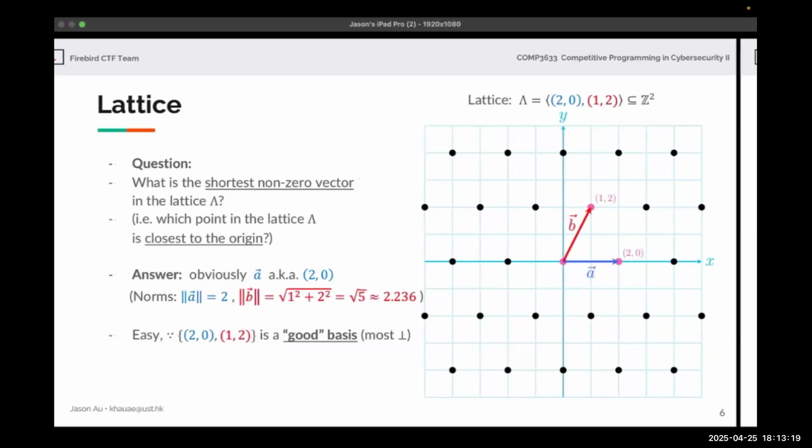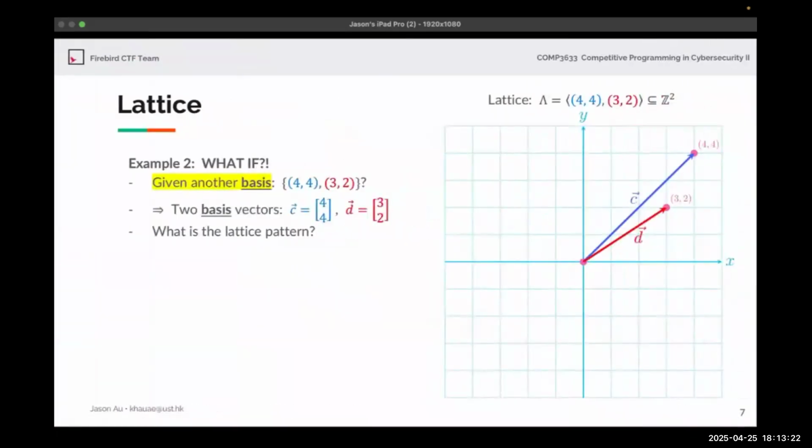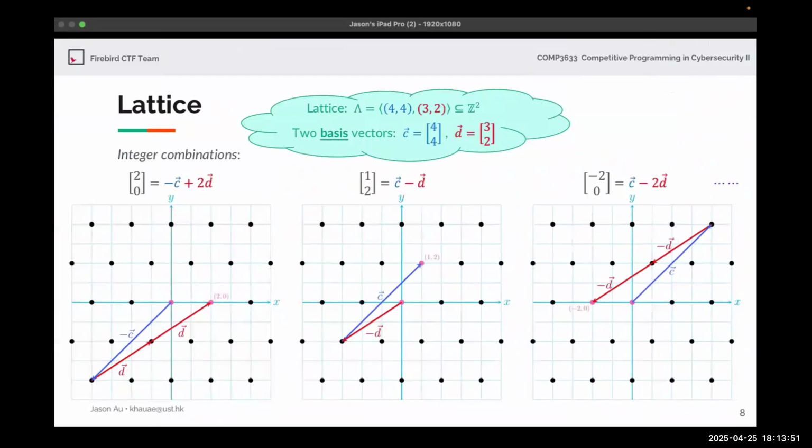Okay, so let's give another example. For example, we have another basis like 4, 4 and 3, 2. So we construct two basis vectors: C, which is 4, 4, and D, which is 3, 2. We see that these two vectors are longer and less perpendicular, or more parallel. You may think it may give us a somewhat different lattice. But actually, if we perform some integer combinations, we see that it represents the same lattice pattern as the previous example.